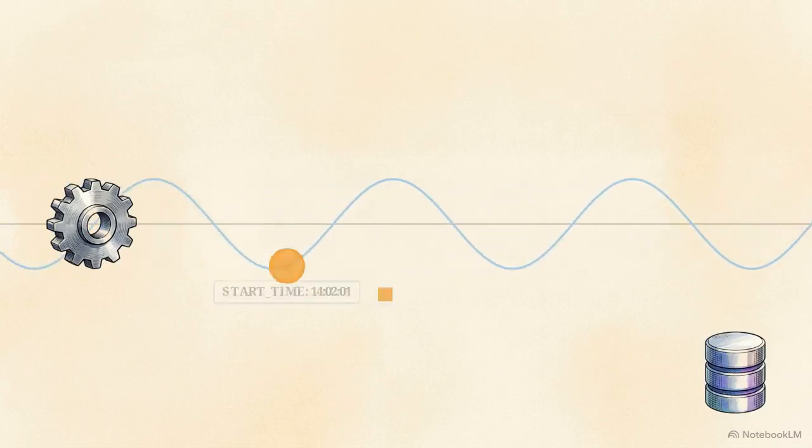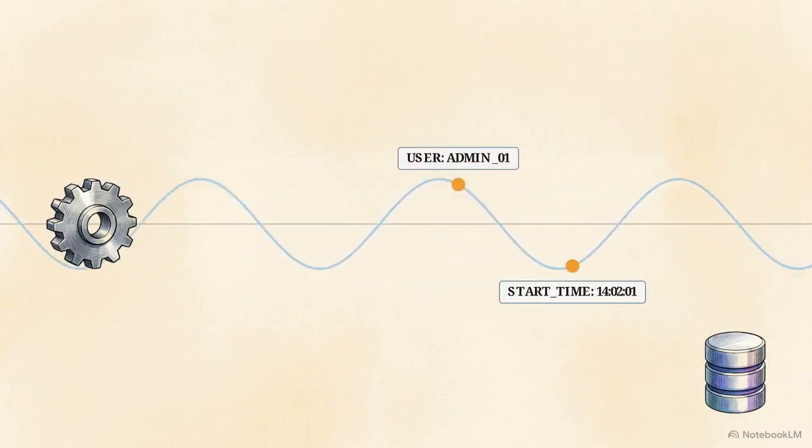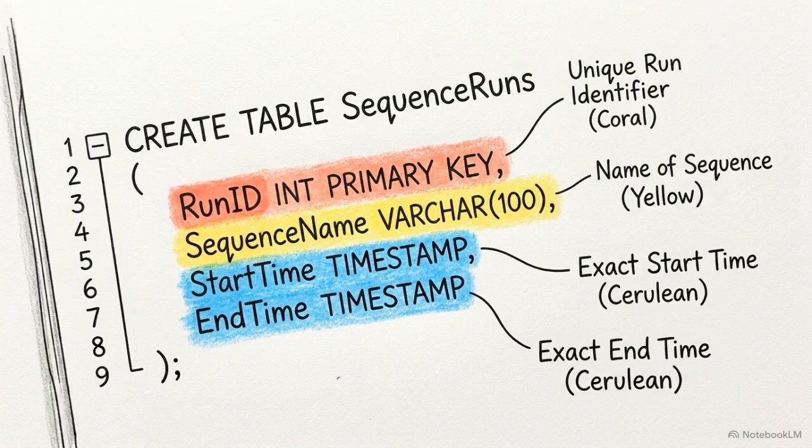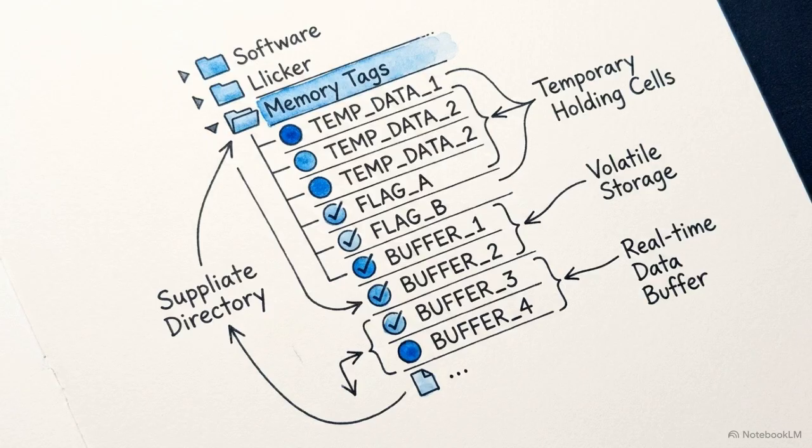Continuous streams are useful, but we also need to capture exact discrete events, like a machine starting up or a user logging in, which requires custom SQL tables. We write a precise create table command in the database browser. This structures our ledger to track sequence runs, active usernames, and exact start times. Inside the designer, we build intermediate memory tags. These act as temporary holding cells for the event data before our scripting engine takes control.